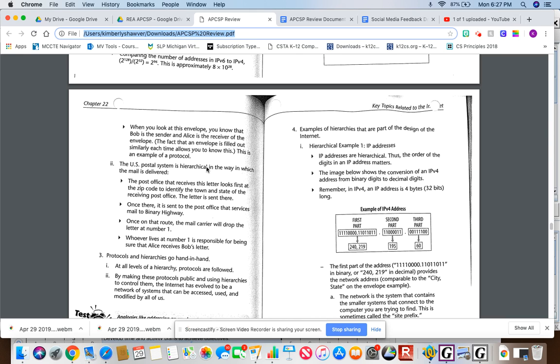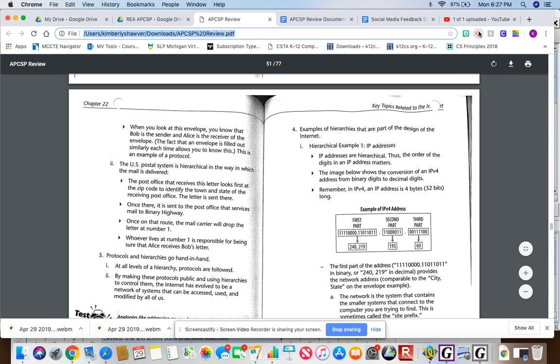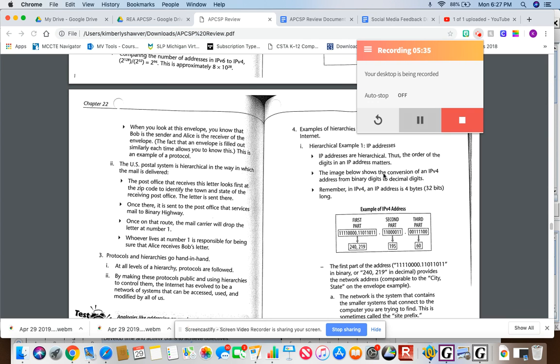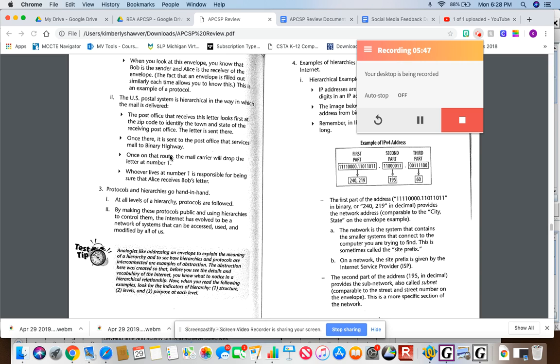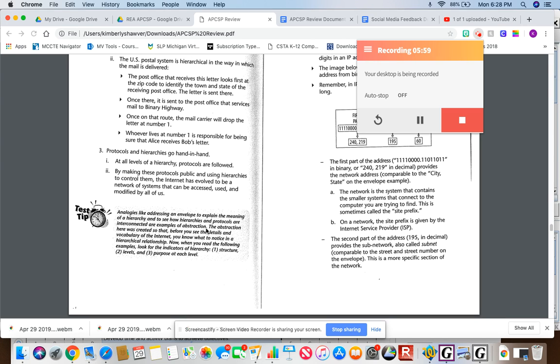The U.S. Postal Service is hierarchical in the way mail is delivered. The post office receives a letter, first looking at the zip code. The letter is sent there. Then it's sent to the post office that services mail to the binary highway, which is the street address. And then once it's on that route, the mail carrier will drop it off at number one, which is where it was addressed. Whoever lives at number one is responsible for being sure that Alice receives Bob's letters.